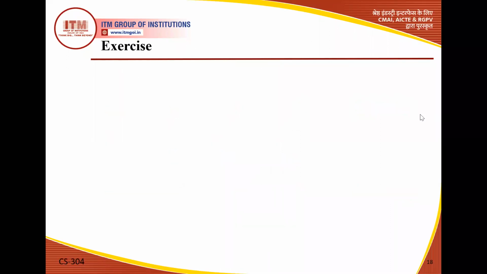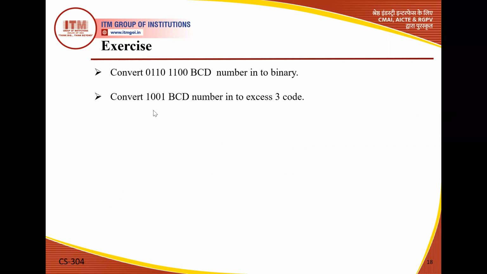Now this is the exercise. Convert the given BCD number, that is 0110110, into binary. Convert the 1001 BCD number into excess-3 code. We also discussed the conversion from BCD to excess-3 and excess-3 to BCD. We can easily convert. In BCD, this is the 4-bit representation, so convert into decimal, then convert into binary. And for BCD into excess-3, convert into decimal, then add 3 and then convert.